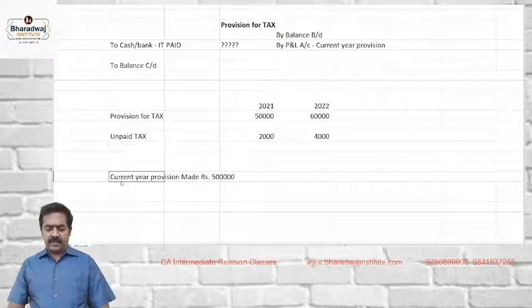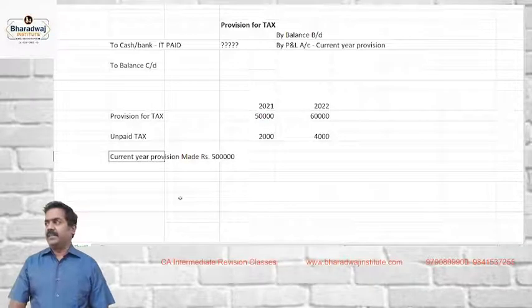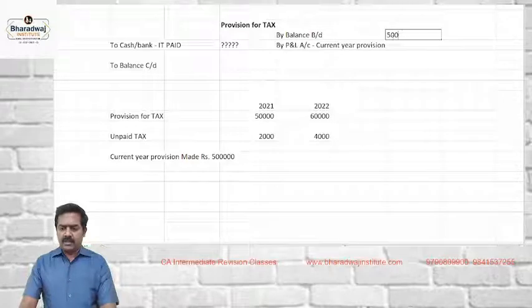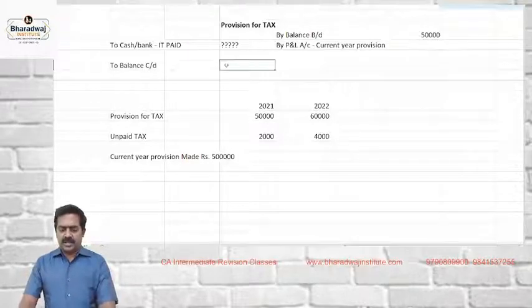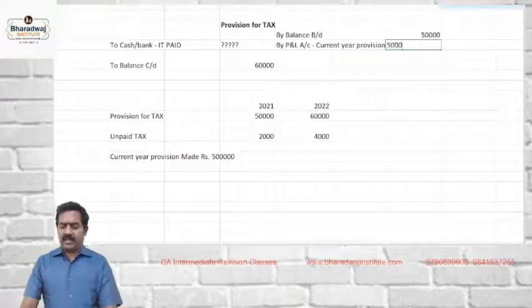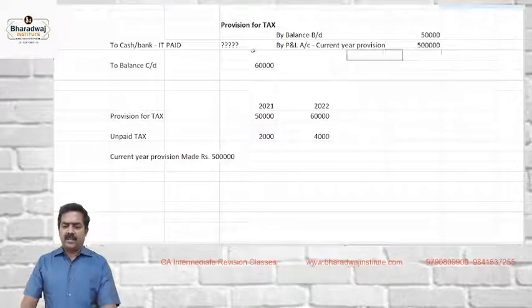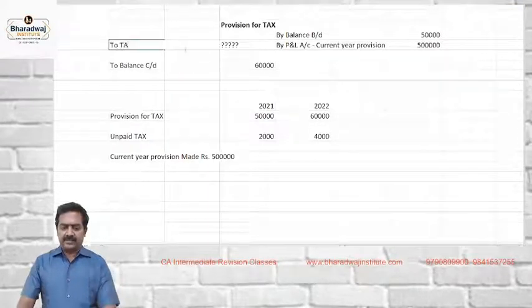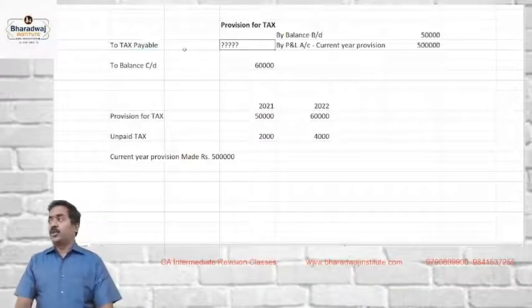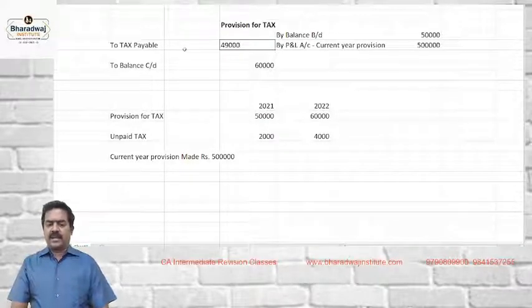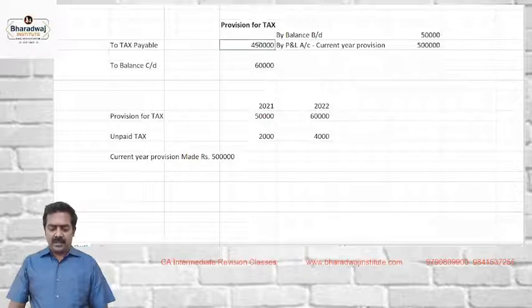Now how much of tax is paid? You will show it in cash from operating activity. So prepare the provision for tax account. By balance brought down, how much? 50,000. To balance carried down, how much? 60,000. What is the current year provision? 5 lakhs. As a balancing figure, we get tax payable. This is not tax paid. This should have been paid. Cash outflow should have taken place for this amount. 5 lakh 50 minus 60, how much is it? 4 lakh 90,000. But have you paid this?